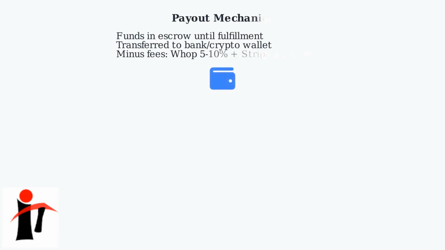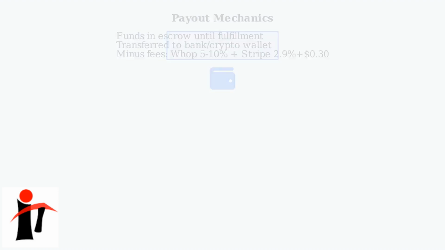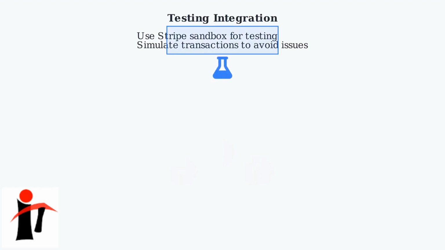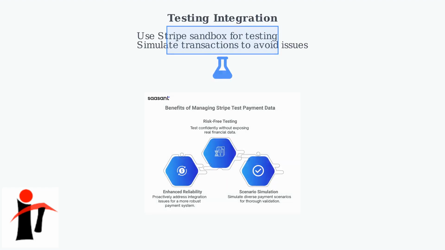Funds are held in a Stripe escrow account until fulfillment, then transferred to your bank or crypto wallet, minus Whop's platform fees of 5 to 10%, plus Stripe's processing costs of 2.9% plus 30 cents. Payouts can be scheduled daily, weekly, or manually, with instant transfers available for eligible accounts. It is essential to test the integration with Stripe's sandbox environment by simulating transactions to avoid any issues.